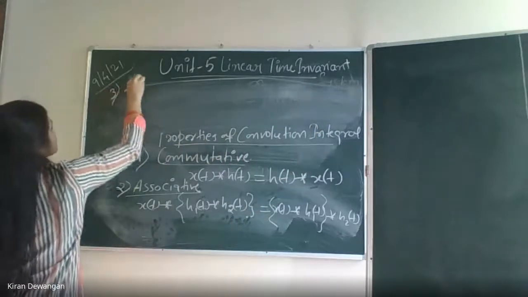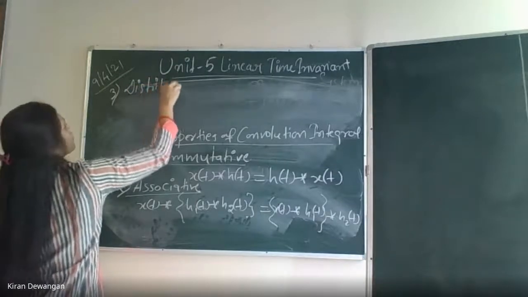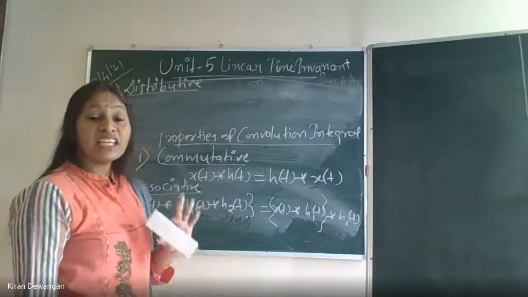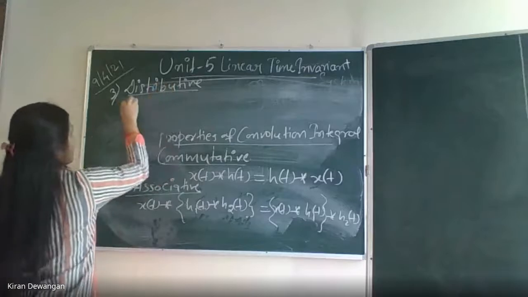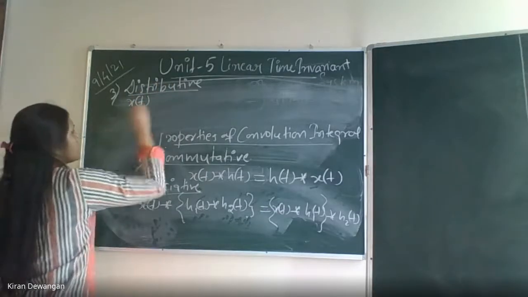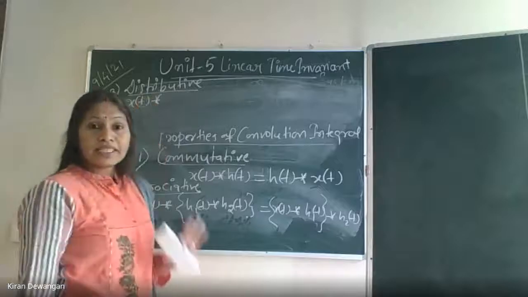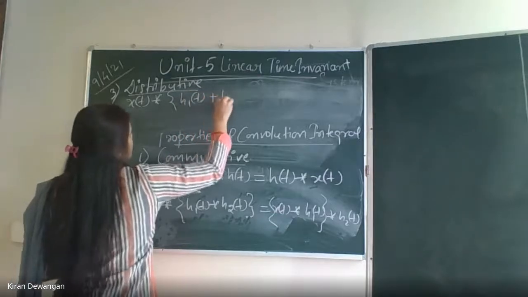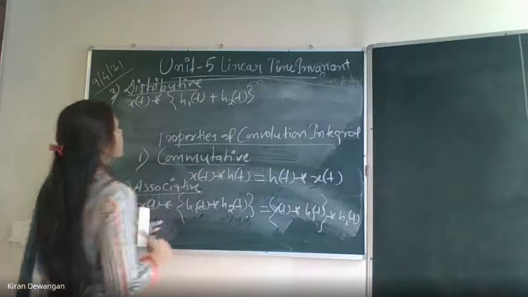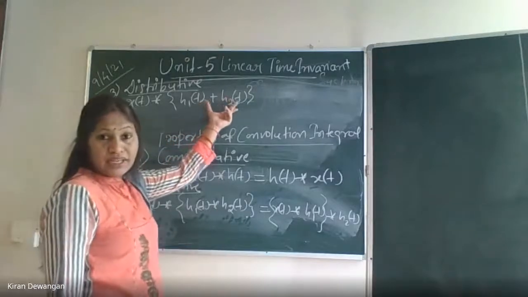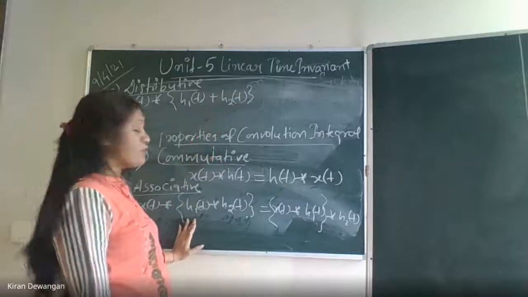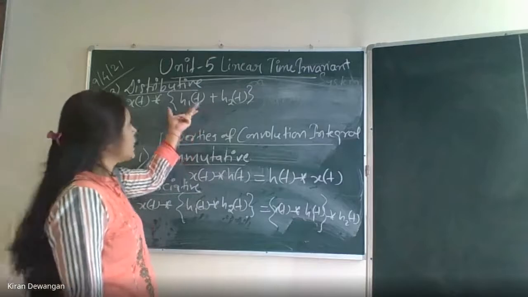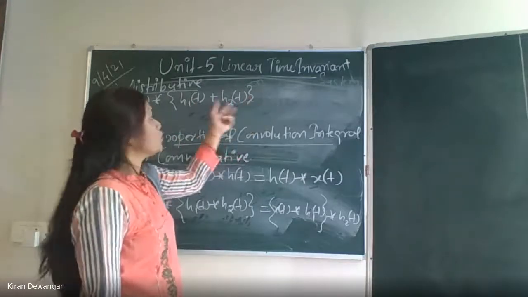Third one is the distributive property. Now the distributive property is an important one in which it is saying that if x(t) is getting convoluted with two impulse responses which are summed. Okay? Here it is h1(t) plus h2(t). It is not the convolution as we did in the case of associative. In associative we did convolution. But here in the case of distributive, this is h1(t) plus h2(t). Okay?